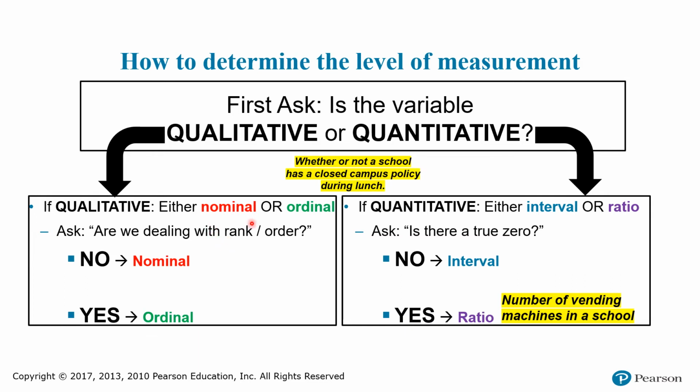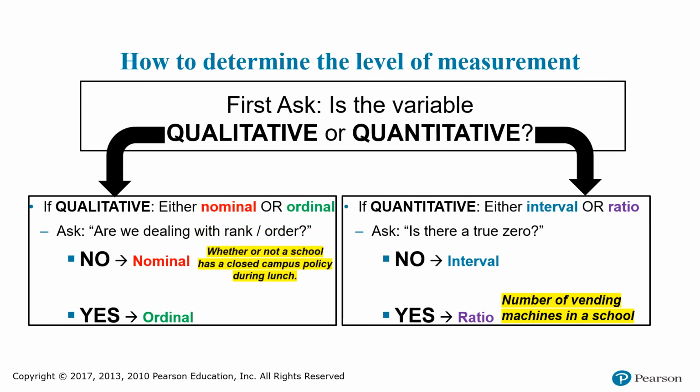So how do we figure it out? We ask ourselves this second question. Are we dealing with rank and order? Because that's what distinguishes the nominal and the ordinal level. Nominal, we're not dealing with rank and order, and ordinal, we are. Well, is this yes or no answer going to be dealing with rank or order? No, not at all. So this is definitely at the nominal level.